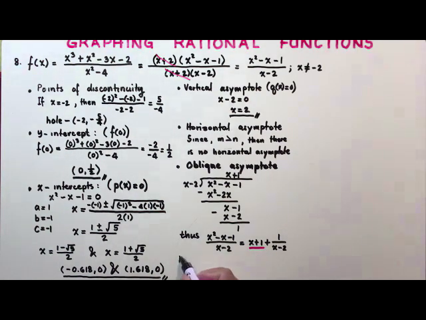Hence, we say that the equation of our oblique asymptote is equal to this quotient, y equals x plus 1. So it's a straight line whose y-intercept is 1 and the slope is also 1. So this is our oblique asymptote for this rational function. So we can initially sketch the graph of our function at this time by plotting these points of interest in a rectangular plane.